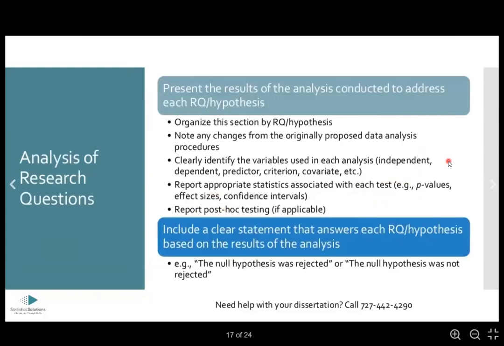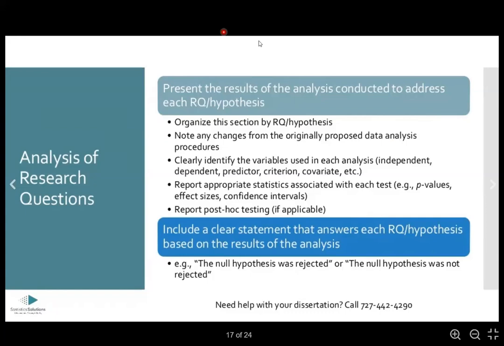So once you have completed your assumptions testing, the next step, and this is really the meat of it, kind of everything that we've talked about is just the lead up to this, is to present your results. So the results should be presented by research question or hypotheses. Again, we want to make sure there is a clear result and a clear answer to each of the research questions. Here, you are going to first note any changes from your originally planned data analysis plan.